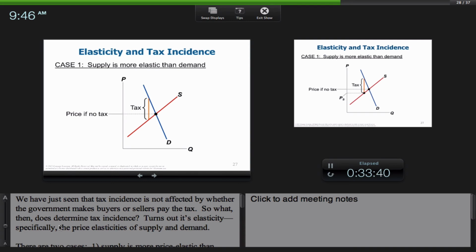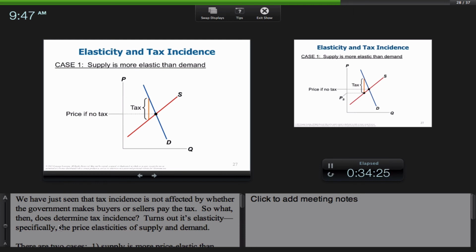Okay. Where's the price for sellers? Somebody come point. Where's the price that sellers are going to pay? Everybody should be making their prediction. Boom. Where tax intersects the supply curve is where the price of sellers is. Where's the price for buyers? Somebody come show me price for buyers. Thank you, sir.